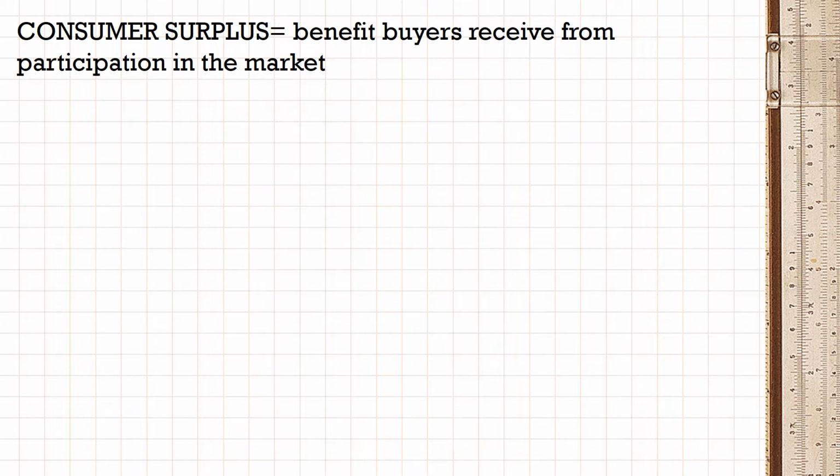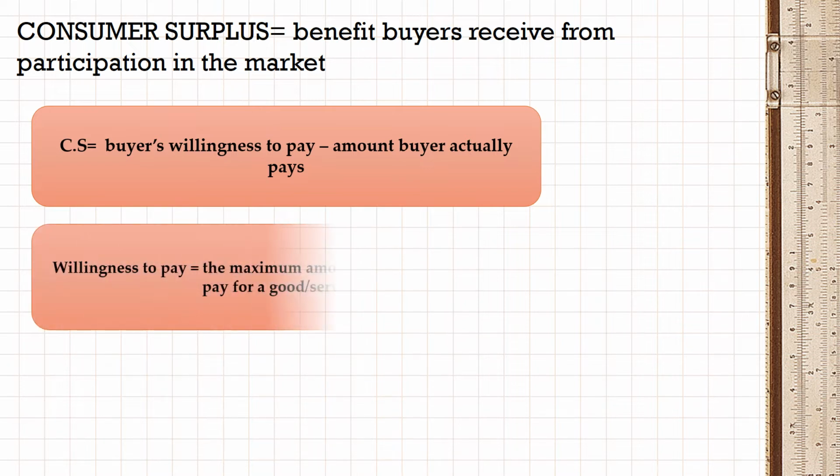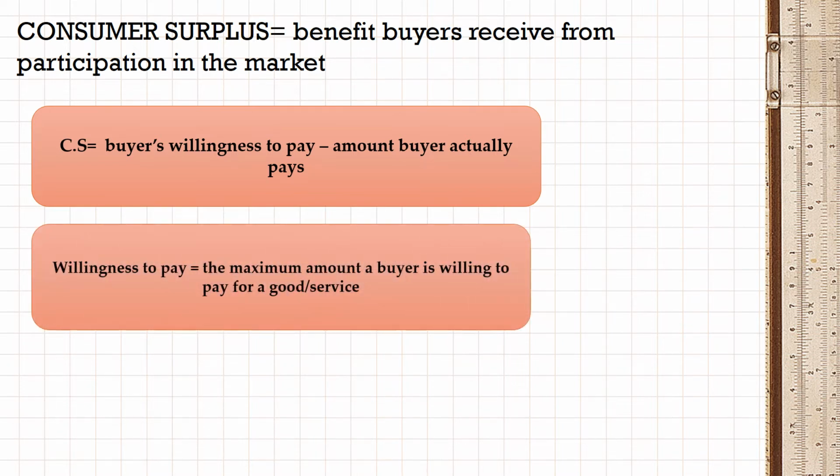First, we begin with consumer surplus. It's the amount a buyer is willing to pay for a good minus the amount he actually pays. Or you can say the benefit buyers receive from participation in the market. You participate in the market by buying something. So in order to understand consumer surplus, it's very important to know what willingness to pay is.